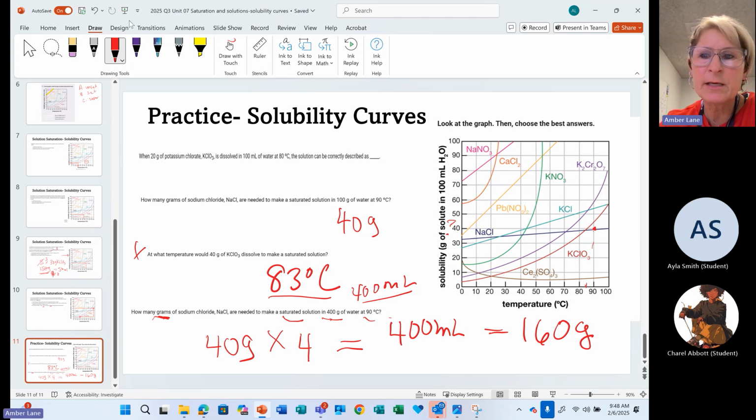Have you guys ever seen anything like that before, or is that brand new? Probably brand new. Okay, I figured that since you are probably not to that place right now. When you get to that point, just go back to the video in Teams and then you can re-watch it if you have any other questions. Does that sound good?